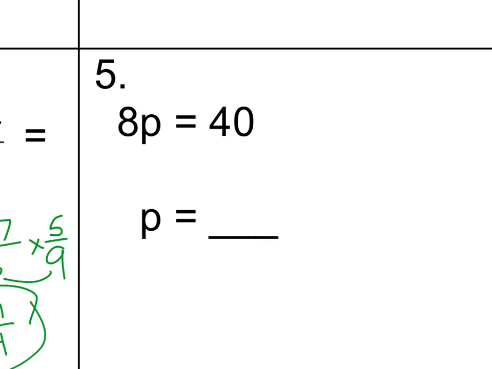So there's lots of ways to solve for this one. But 8 times something is 40. We know that P is 5, right? So that's kind of a duh. But we could also divide both sides by 8, right?